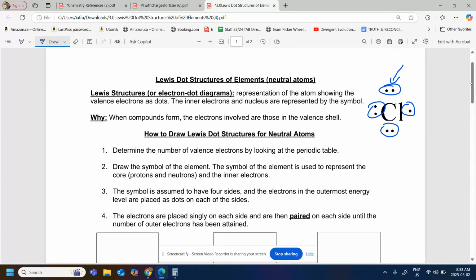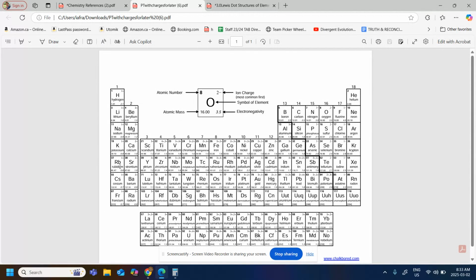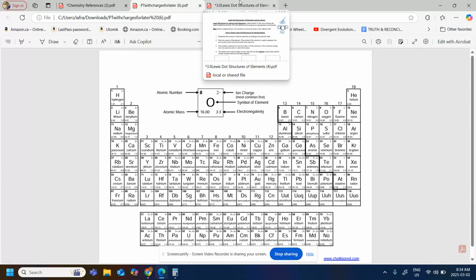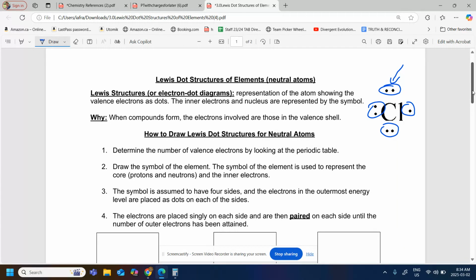its last shell. And remember that you can find the number of valence electrons by looking at the group that the elements are in. So group 1 is 1, group 2 is 2, skip the 3 to 12, group 13 is 3, then 4, then 5, then 6, then 7, then 8, except for helium, which has 2, because it only has its first shell. So that's a reminder of how many valence electrons you can have. So we'll do some examples.